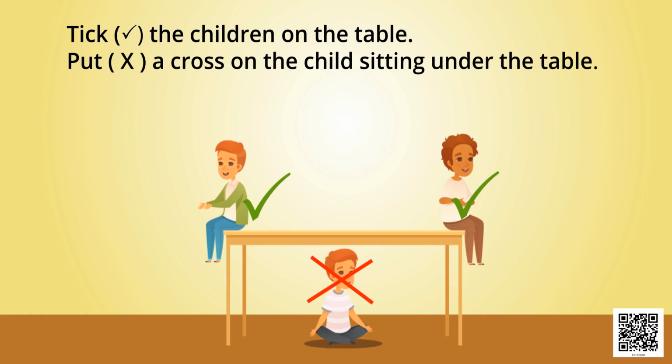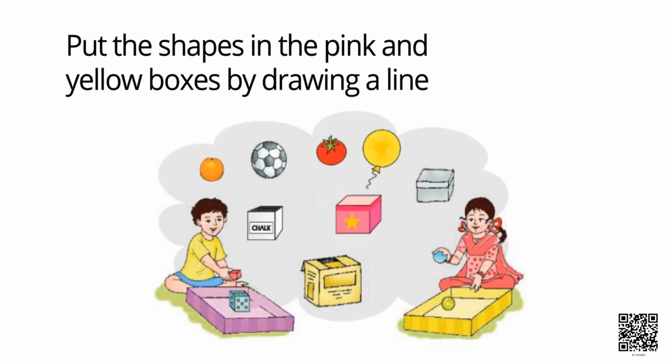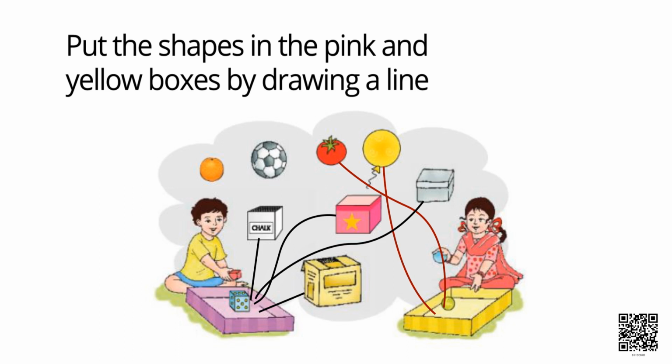Well done. Now you have to put all the boxes type of things from these things into this pink box and all the ball like spherical shapes into this yellow box. So this is your time. Start. I count and you go on doing it. Tick tick 1, tick tick 2, tick tick 3, tick tick 4, tick tick 5, tick tick 6, tick tick 7, tick tick 8, tick tick 9. Done. Stop.